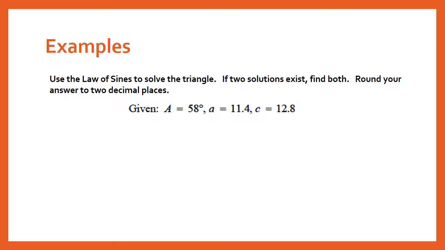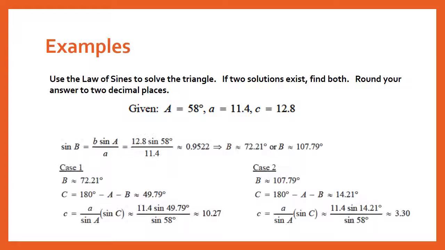All right, pause the recording, give this one a try, and resume to check your answer. All right, so first of all, we solve for angle B, and we get 72.21 degrees. Subtracting that from 180, we get 107.79 degrees. If we add that to 58, it's less than 180, so we actually do have two triangles here.